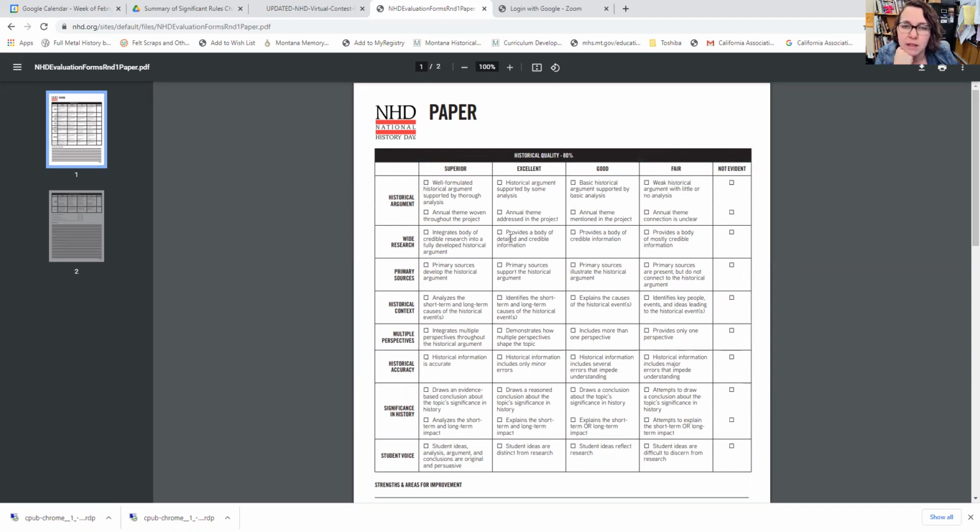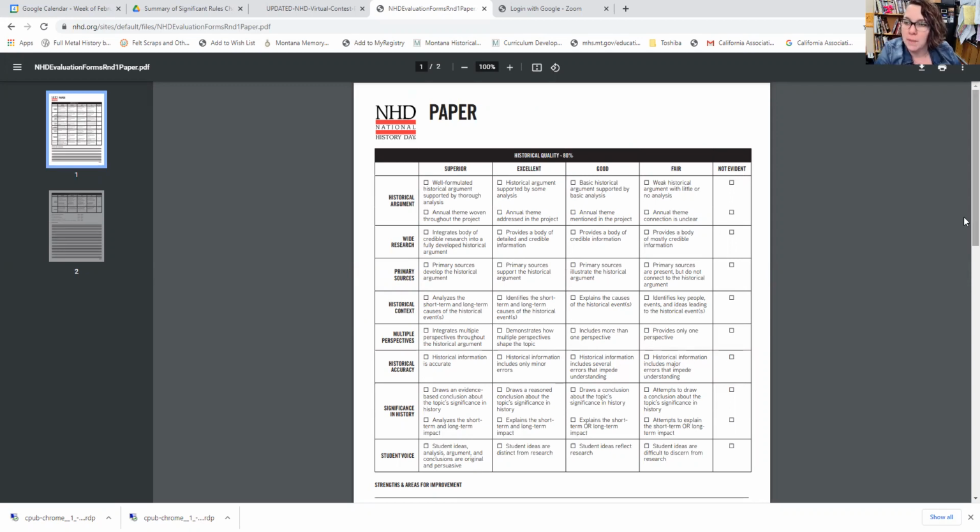This year we have these handy little check boxes that can help you determine whether or not the entry is superior, excellent, good, fair, or not evident. We won't read through all of them, but for example, for historical accuracy, if it's superior, you'll see historical information is accurate. Excellent: historical information includes only minor errors. Or historical information includes several errors that impede understanding, or the last box, historical information includes major errors that impede understanding. So some real big problems in that one. And then the not evident, I guess maybe if they just made everything up, you could check that box.